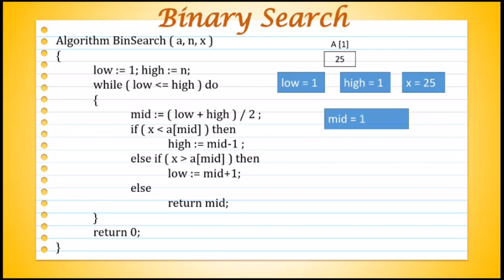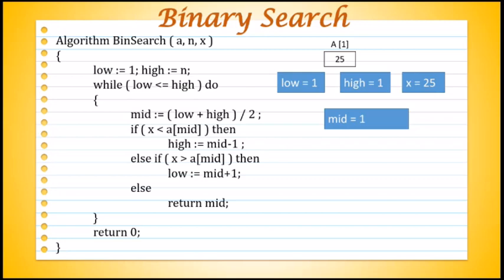So after that we will check the first if condition. So x is less than a of mid. So a of mid means what? A of 1, that is 25. So the x value is 25. So 25 is less than 25. No, this condition is false. That means we will go to the else if part. So here we are checking whether x is greater than a of mid. So 25 is greater than 25. No, this condition is also false.